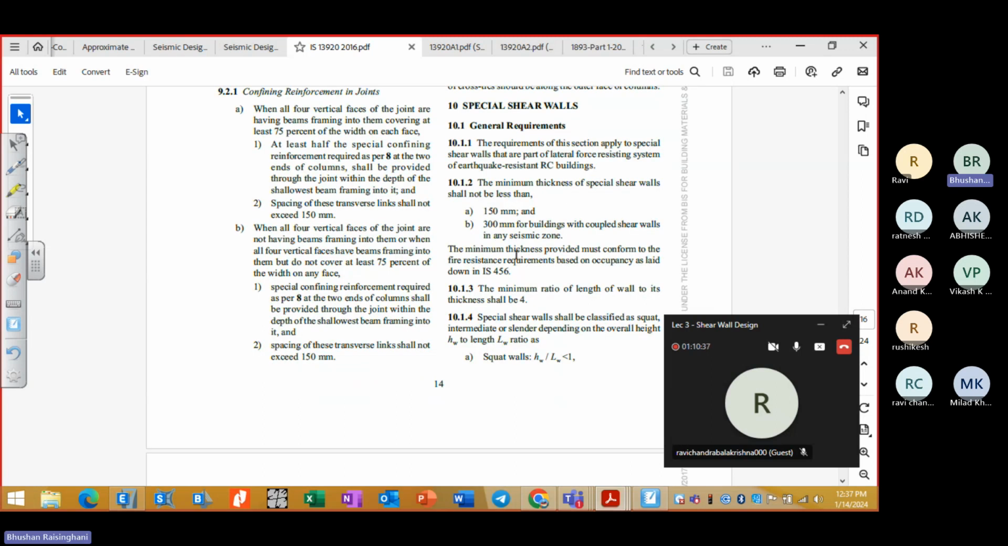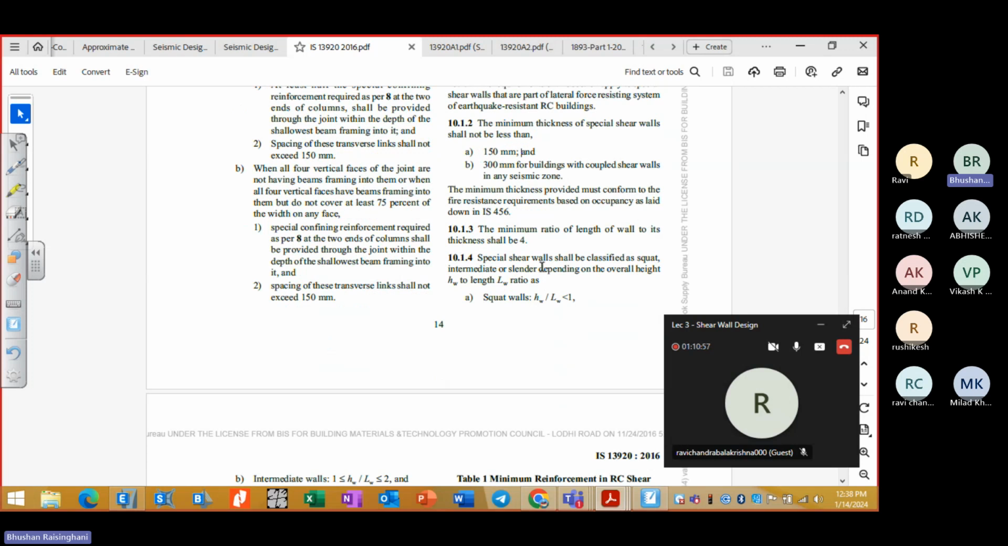Also, as per the fire resistance requirement based on occupancy given in IS 456:2000, the minimum thickness of the wall has to be decided. So the fire requirement and these other requirements will define the minimum thickness of your shear wall, special shear wall.